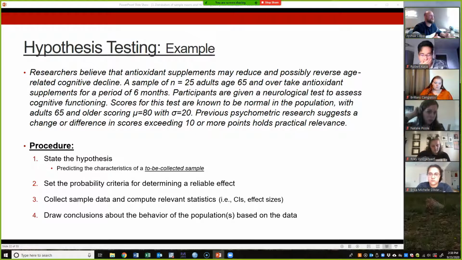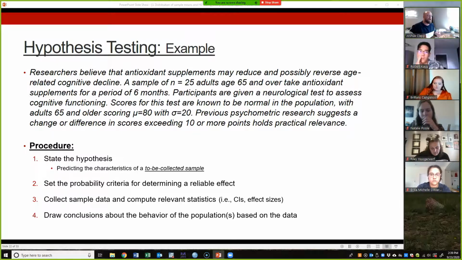Okay, and once that's done, we give them a neurological test with a known mean and standard deviation. So this is well standardized, right? This test has a mean of 80, standard deviation of 20 in the general population of older adults. And previous psychometric research suggests any change or difference that exceeds 10 or more points holds some practical relevance, okay?